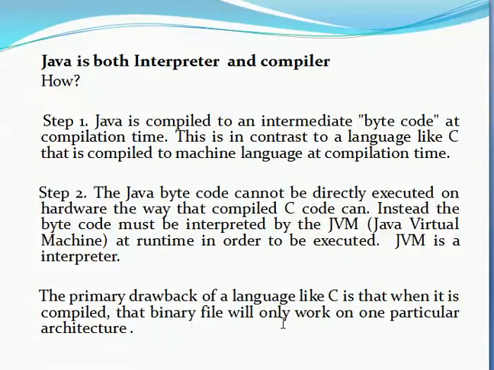One drawback is there in the C language. The primary drawback of a language like C is that when it is compiled, that binary file will only work on one particular architecture. That means you have written a program using C language in the Windows operating system. You compile it there itself. Once the compilation is successful, you must run the program in the same Windows operating system only. It's not possible to run the C program on a Unix or Linux operating system because it depends on the same operating system only. So C and C++ are not platform independent.